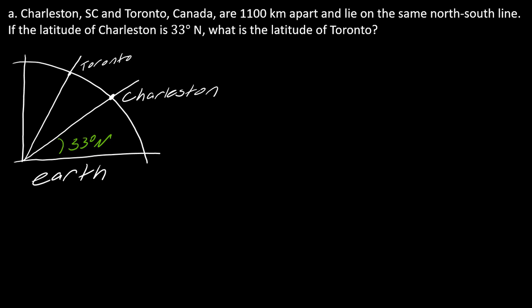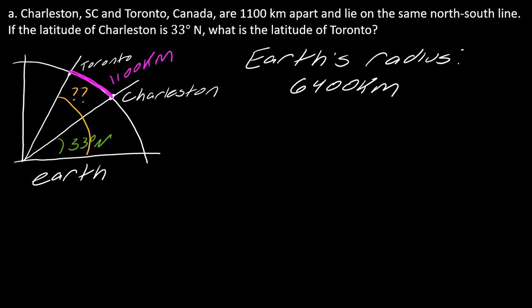All right, so I know that from the equator to Charleston, this is a 33-degree angle. And I'm trying to figure out what this other angle is with Toronto. The other thing I know is that this distance here is 1,100 kilometers. I also want to point out, as something you just kind of know going forward, the Earth's radius is 6,400 kilometers. That's actually needed to solve problems like this.